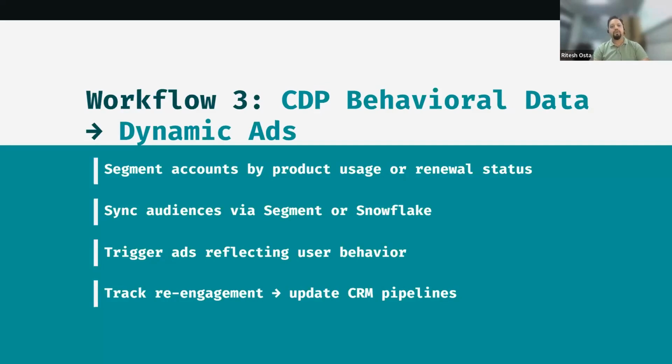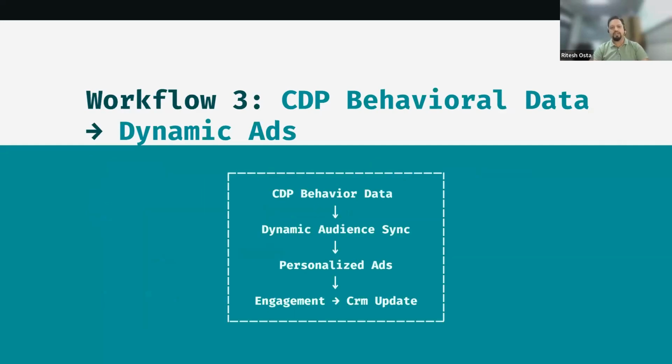So segment accounts by product usage or renewal status. If there is a SaaS subscription renewal coming up, you can inform them. Sync audiences via Segment or Snowflake, trigger ads reflecting user behavior, and track engagement and update CRM pipelines. Right. So that's another very common workflow that we use, especially in B2B tech, large companies. It's commonly used for CDP behavioral data to dynamic audience sync, personalized ads, and engagement and CRM update.